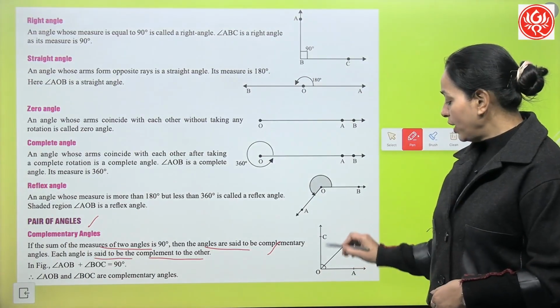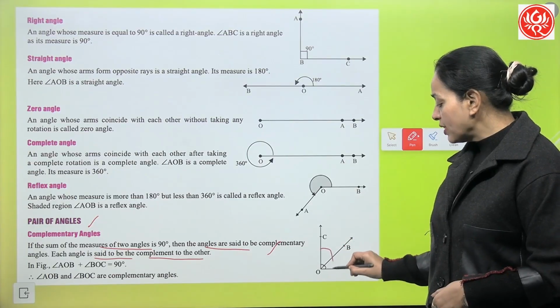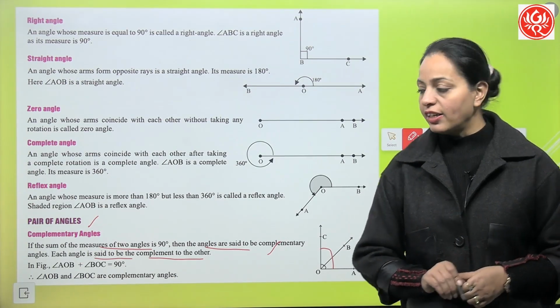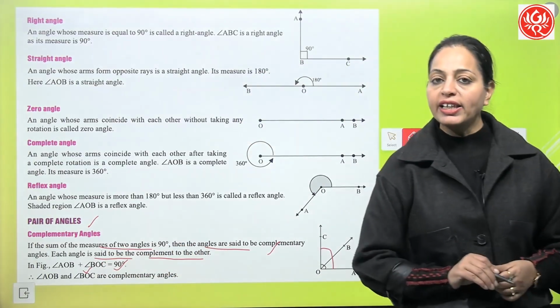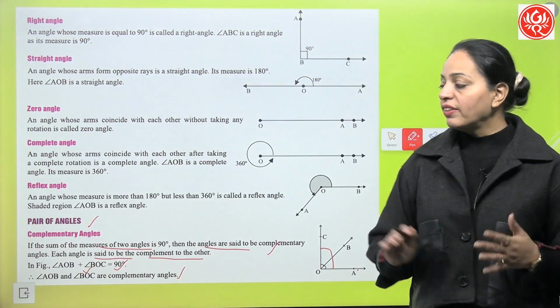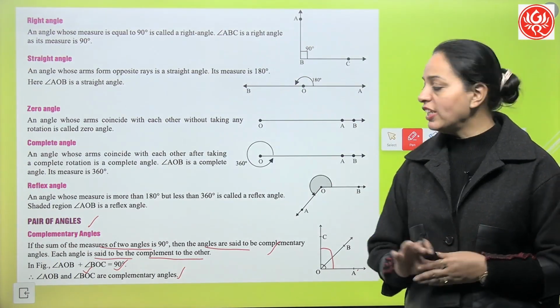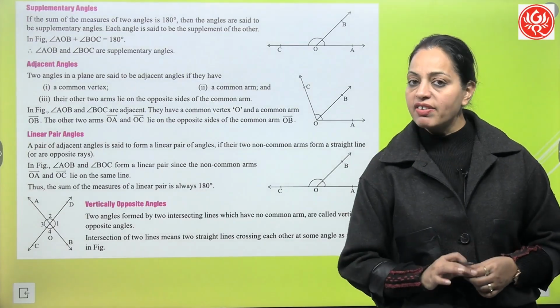See here, we can see angle AOB and BOC. Their sum is 90 degrees. So angle AOB plus angle BOC equals 90 degrees. So these are complementary angles. They are complement to each other. Fine.